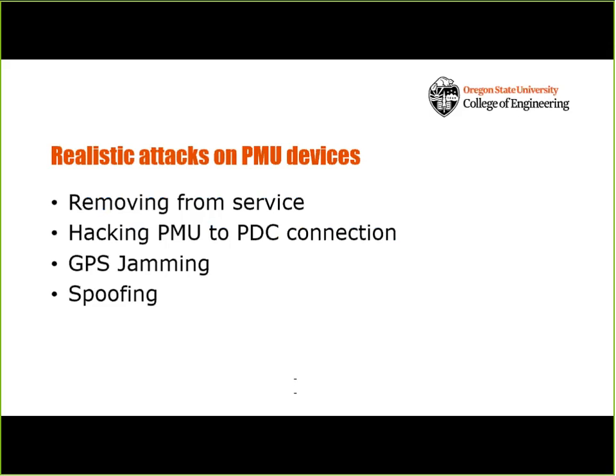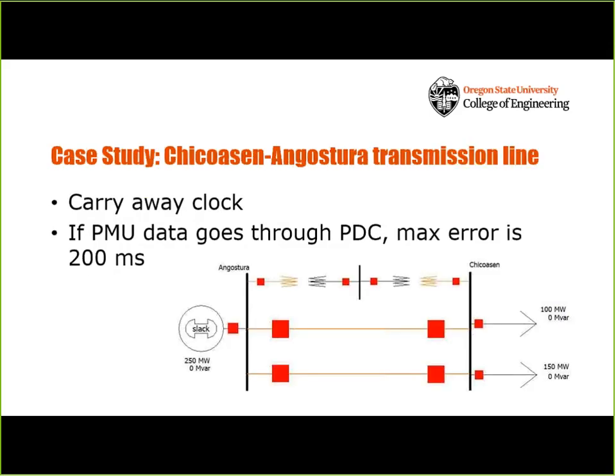I want to talk about possible attacks on PMU devices. There's the obvious removal from service, which is pretty straightforward. You could hack the PMU to PDC connection, which is rather difficult but possible. GPS jamming doesn't really affect PMU devices all that much; it just takes them offline. The actual spoofing is probably the most harmful at this point, so that's where we decided to focus most of our effort.